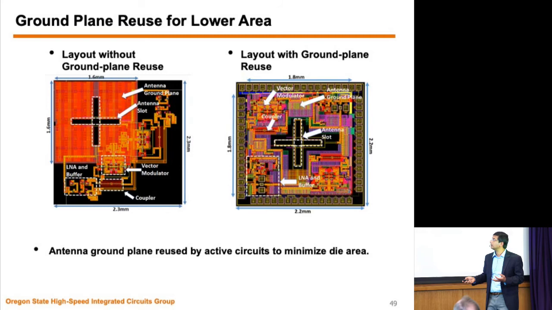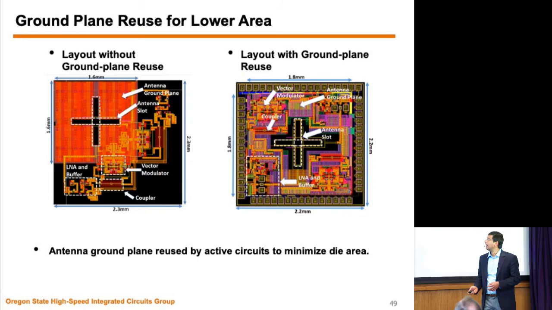So for example, over here, I could preserve the ground plane and build all my transmission line circuits around, or I could move them inside my ground plane. So now I'm reusing the ground plane of my antenna, so I'm not paying an area overhead, and I'm still getting this dual pole operation by taking feeds from these LNAs and driving these slots. So you can see that this is a fairly compact dual pole 60 gigahertz receiver.